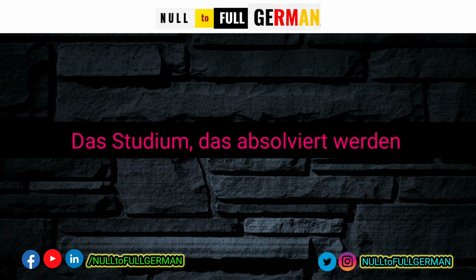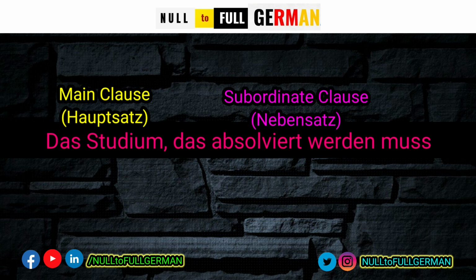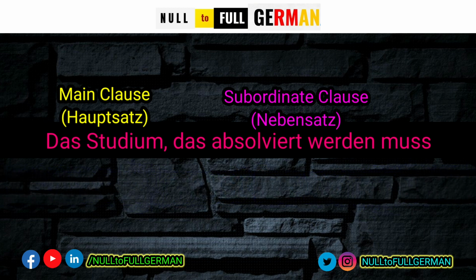Das Studium, das absolviert werden muss. Once again, das Studium, das absolviert werden muss. Here in this example, we see in the first part das Studium, which is the main clause, and the information about das Studium is given in the subordinate clause. And here it talks about how the study must be completed. Now look at the verb given in the perfect form, which is absolviert.